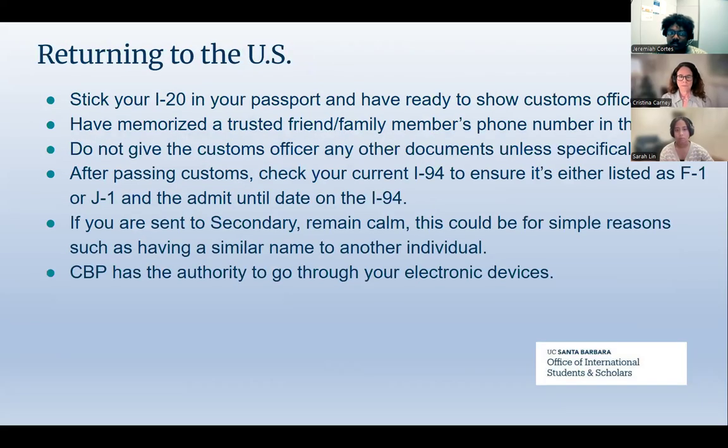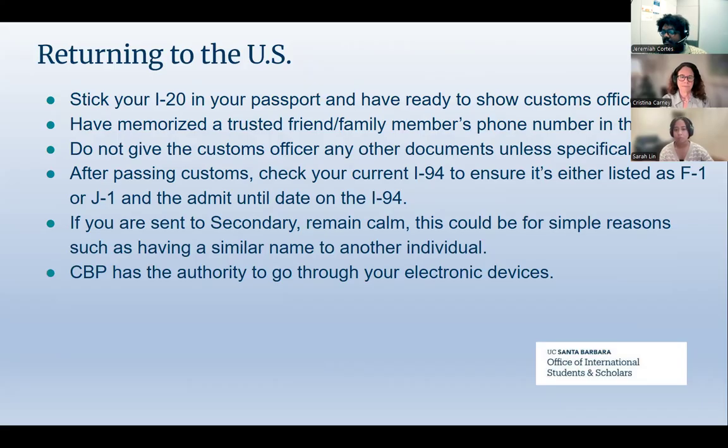So when you are returning to the US, make sure that you have your I-20 printed and you have that in an accessible location. If you want, you can keep that with your passport. And for any trusted friends or family, have their phone numbers memorized or on an easily accessible document that you can refer to while you're traveling, just in case you do need to get a hold of anyone.